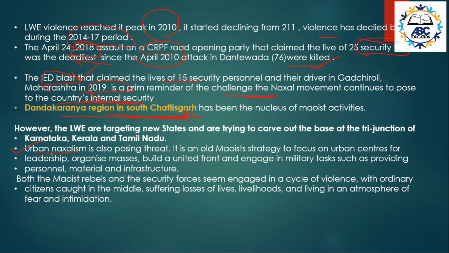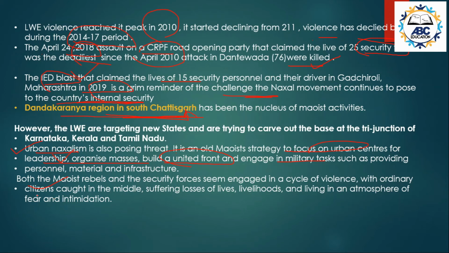But now we are seeing that there is a new term which is gaining prominence, urban Naxalism. That is, they are also spreading their tentacles in the urban areas. Okay, so now they are focusing on urban centers also. They are organizing their leadership and masses, and they are building a united front to engage in military tasks even in the urban areas. Now both the Maoist rebels and security forces are engaging in a cycle of violence, wherever they are affecting the regions.